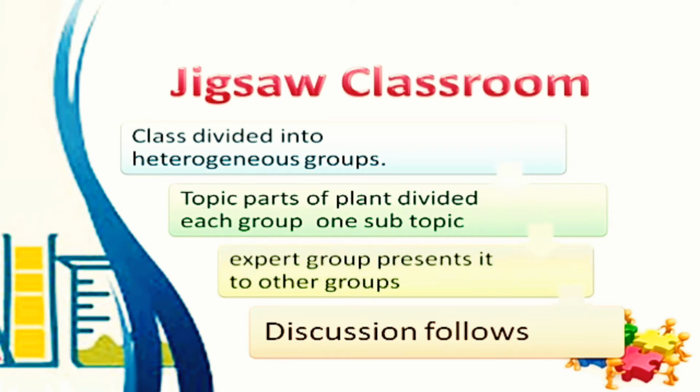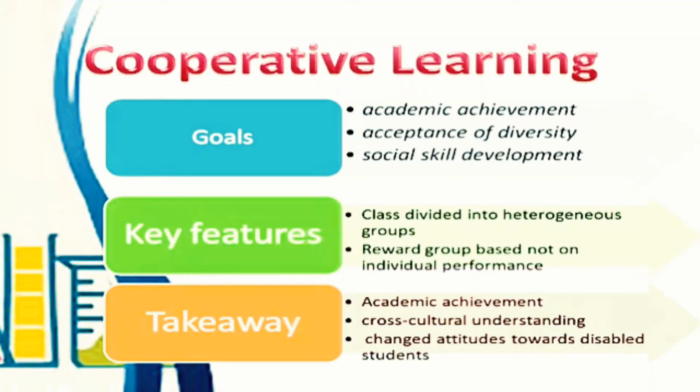This group works on that particular subtopic and collects all information related to the subtopic. Then the expert group presents the topic to the other groups. This is followed by discussion and questions can be raised to the expert group by other group members. So the subtopics are taken up by small groups and the whole topic, parts of the plant, is completed. Jigsaw classroom is an example of a cooperative learning classroom.